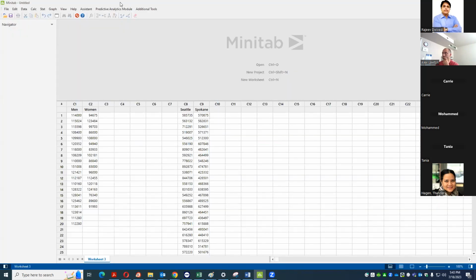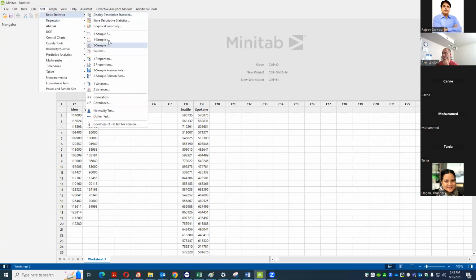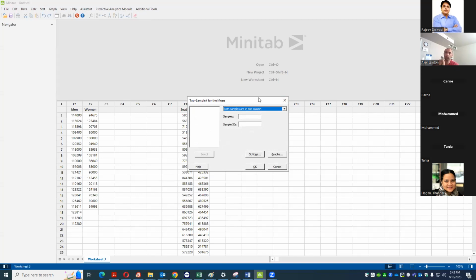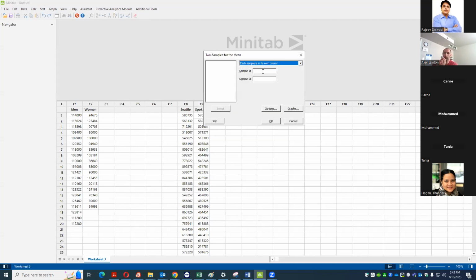Now we are going to do the calculation: statistics, basic, two sample. And now you have the summarized data option, meaning sample one size, sample mean, sample standard deviation, sample two size, sample two mean, sample two standard deviation. If you have summarized information, like in an MCQ or fill in the blanks, you can use that. But here we have two samples, one is Seattle, one is Spokane.